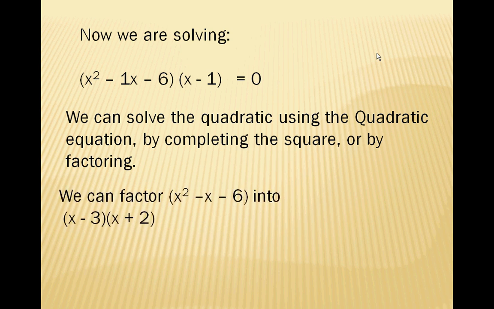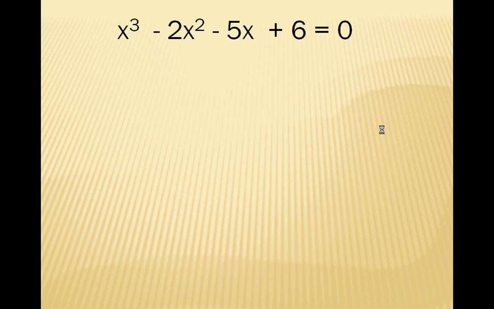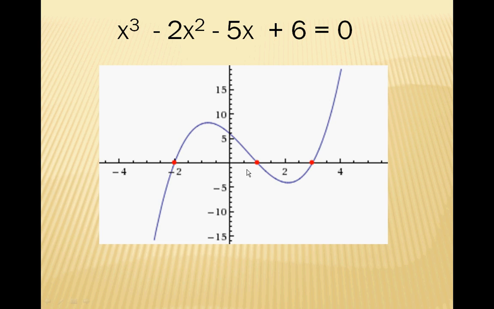x squared minus x minus 6 can be factored into two binomials, x minus 3 times x plus 2. So now we have the other two roots, 3 and negative 2, to go along with the 1 that we had originally. So now we know it crosses the x line in those three places: negative 2, 1, and 3.